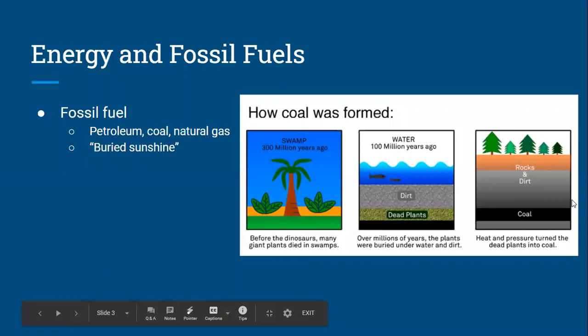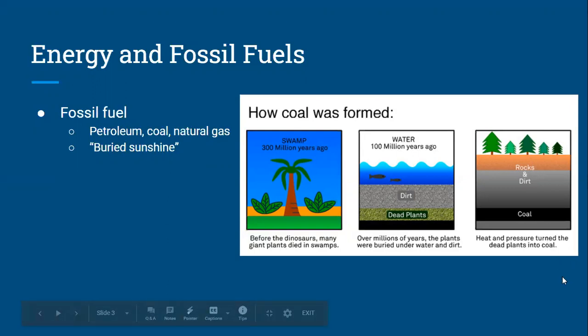Fossil fuels include things like petroleum, coal, and natural gas. They are nicknamed buried sunshine. This is because the energy that we find in the chemical bonds of coal ultimately came from plant life from millions and millions of years ago. These plants were in swamps, and they got their energy through photosynthesis from the sun, and that energy was buried beneath layers and layers of sediment, and in some cases water, and turned to coal under all that heat and pressure. So the sunshine was buried, and now we have coal. So we call it buried sunshine.